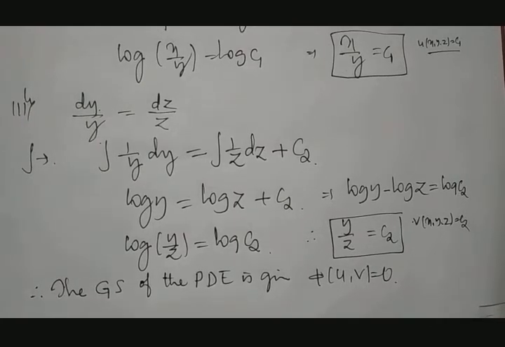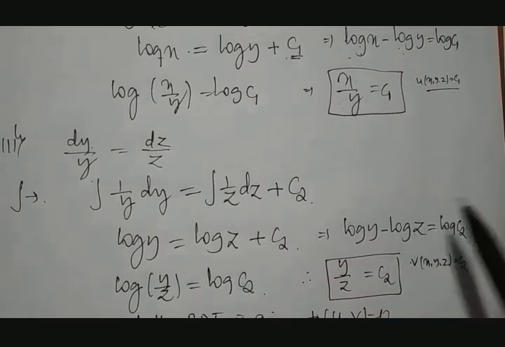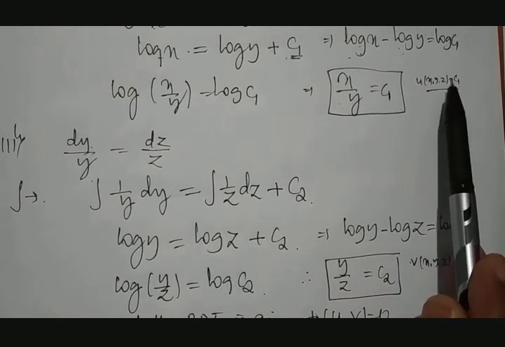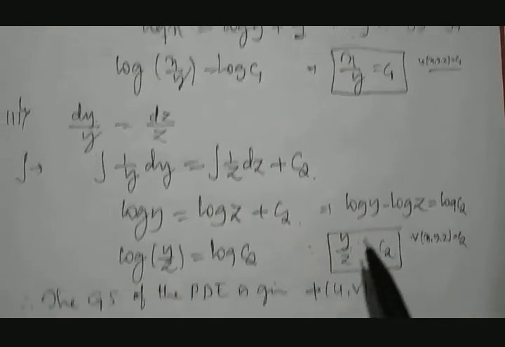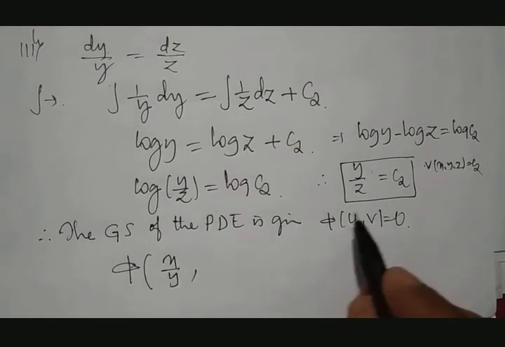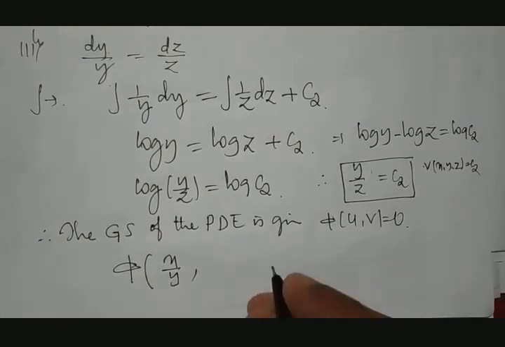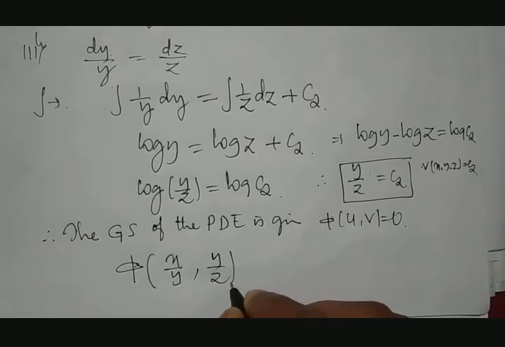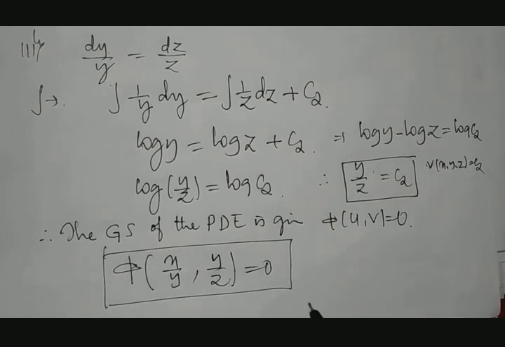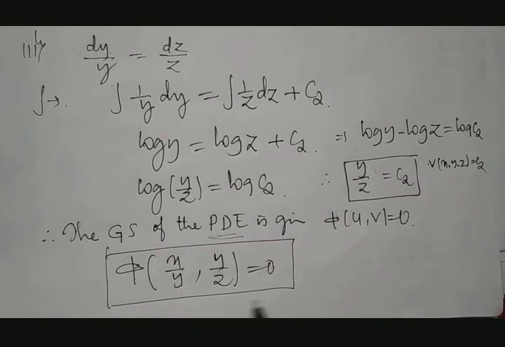Therefore, pi of u means what? The first solution, that is x by y equal to c1. So out of this, what is u? U is nothing but x divided by y. So the first solution is x by y, comma, the second solution, that is v. V is nothing but y by z. So pi of x by y comma y by z equal to 0. So this represents the solution for the given partial differential equation.